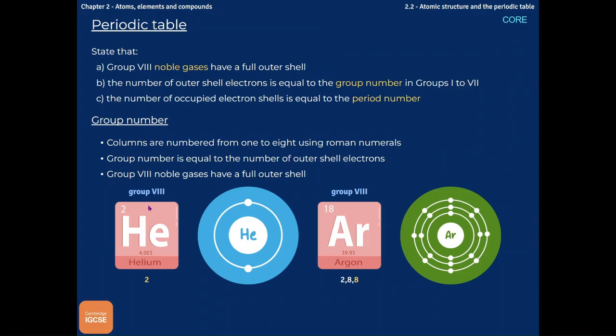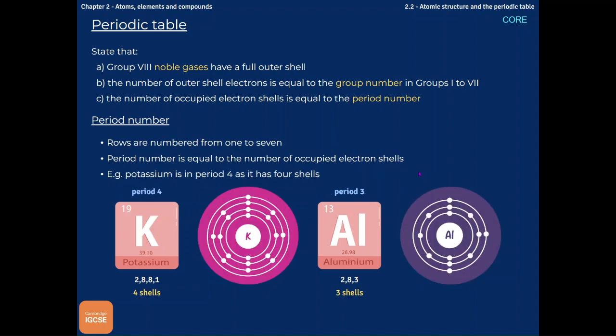Here's some more examples. So noble gases have full outer shell. Helium's our exception. It doesn't have 8. It only has 2, but that is its full shell because that first shell can only hold 2. Argon has 8 in its third shell. It's full. There's potassium and aluminum again.